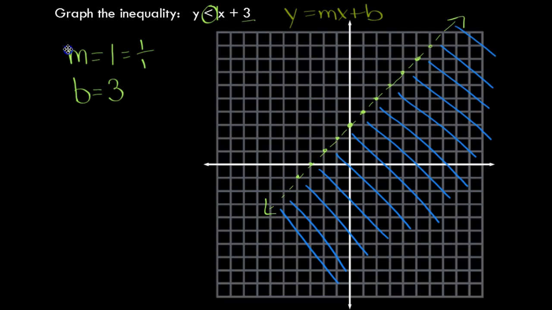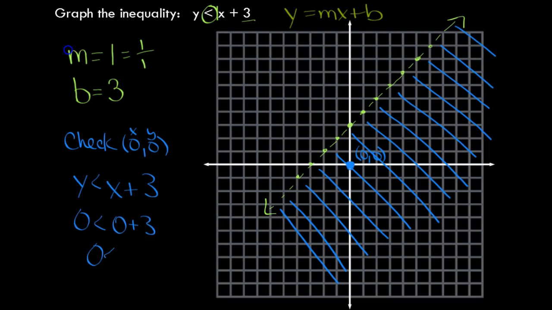So now what I can do is pick a point in my solution. I always pick something easy. If 0, 0 is in there, I pick it. So I'm going to pick 0, 0, and I'm going to check to see if 0, 0 is a part of the solution. So I have y is less than x plus 3. Remember, this is x, this is y. Plug 0 in for both. 0 is less than 0 plus 3. And 0 is less than 3, so I know that I shaded the correct side. It doesn't tell me that my line was right. It just tells me I shaded the side correctly.